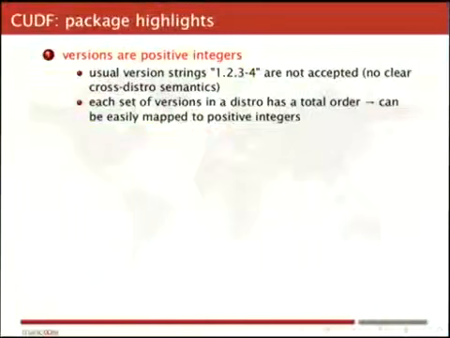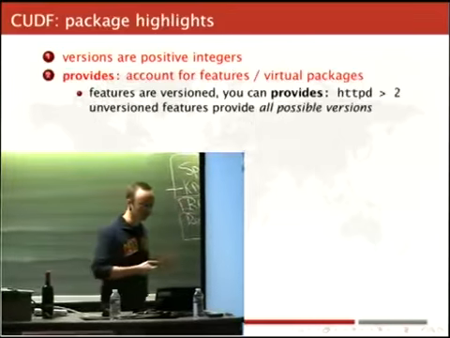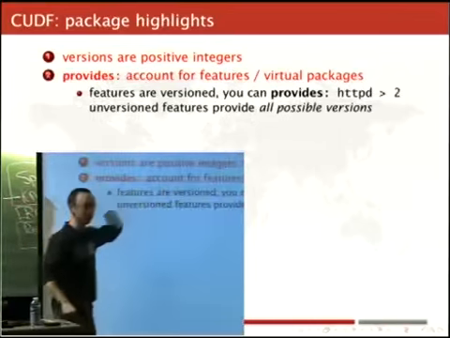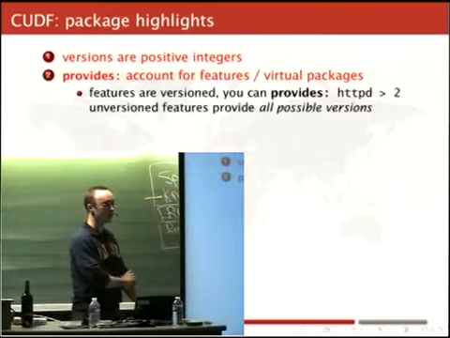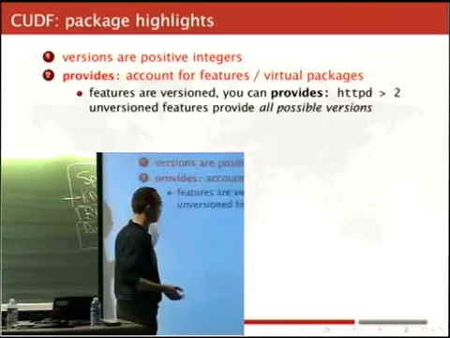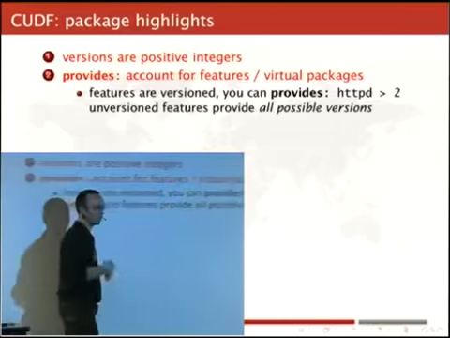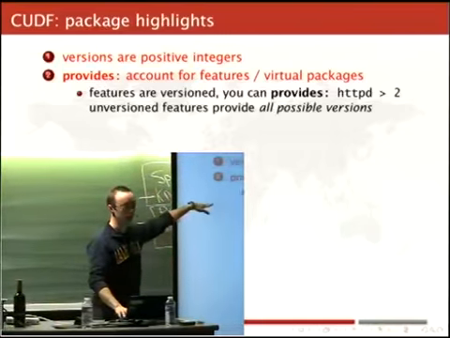Versions are positive integers. So to encode a specific situation, you need to map versions to integers. And the other important thing is that provides account for both features and virtual packages, and they are versioned. This is something which is uncommon in the Debian semantics, because in Debian you just have provides without versions, while in the RPM you have versioned provides. So you can write stuff like this. And if you don't do that, you are simply providing all possible versions of the virtual package called HTTPD.